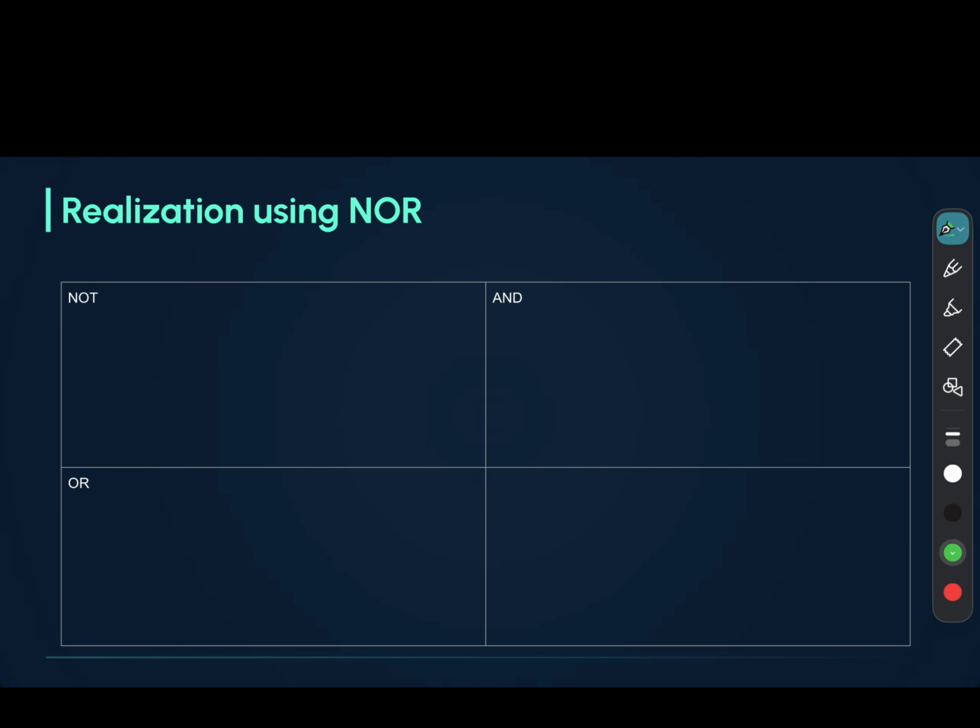Now let's go on to the NOR gate. How do we get the 3 elementary gates using NOR gate only? NOT is the same logic as well. So x, your input, you pass it through a NOR gate and you get your output as x bar.